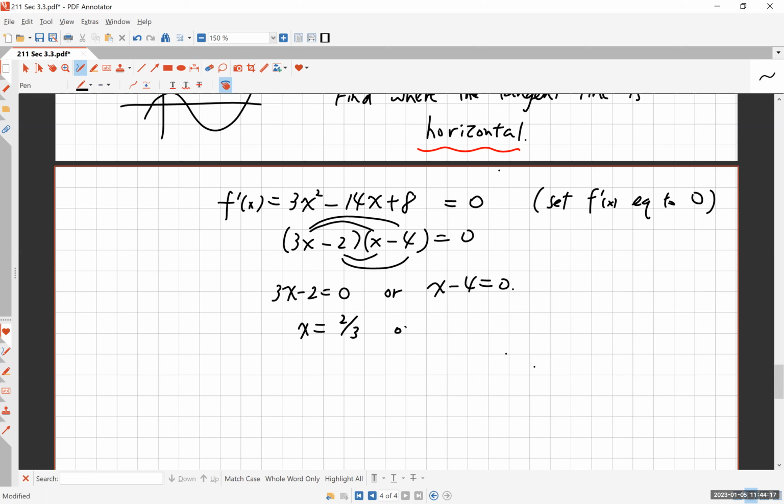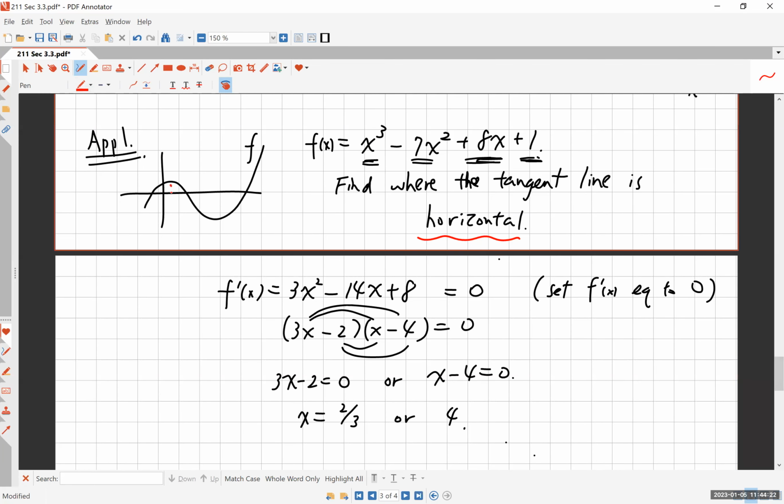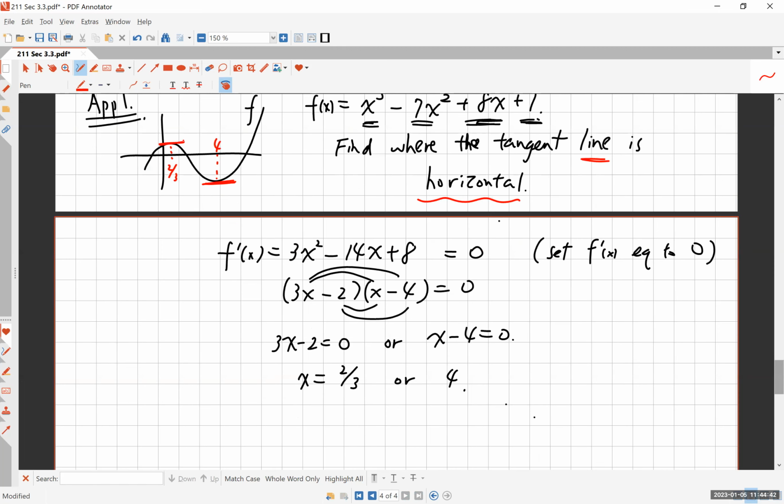So x is either 2/3 or 4. Now, this graph shows you where that is. This has to be 2/3, and this has to be 4. How do I know this? Because this is where the tangent looks horizontal, right? And what do we just find? When the tangent is horizontal, when the derivative is equal to 0, it means you have found the places where f is highest in this region locally, and f is lowest here. Sorry, this part is called a relative or local maximum, and this point is called the local minimum.